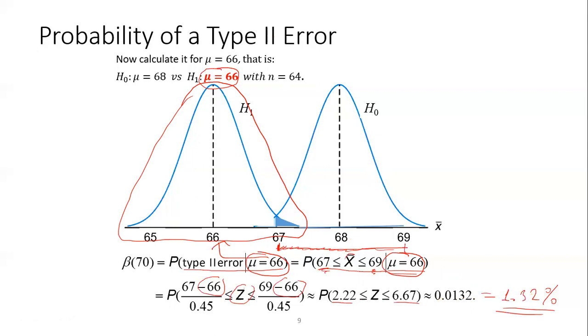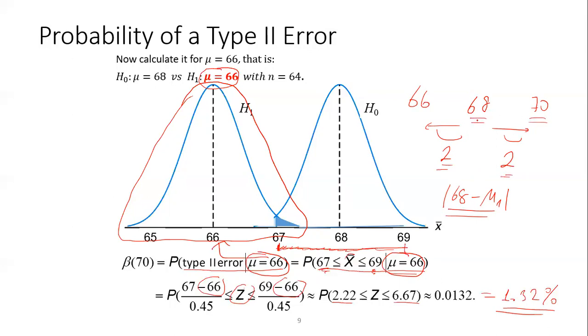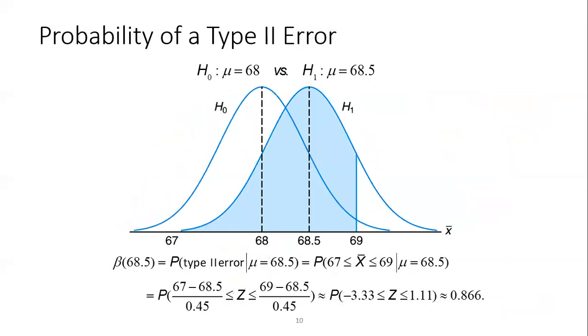So what does it mean? Well, the intuition is that, remember, the null was 68 and the alternative was 70 in the previous slide. In this slide it's 66. So the difference is 2. As you might guess, if mu is 66 or 70, the result will be the same. It just depends on the distance between the alternative hypothesis and the null hypothesis.